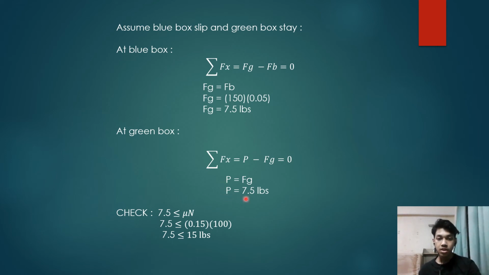This force must be less than the coefficient of friction times the normal force. So let's check it. We put it into the formula: 7.5 is less than or equal to μ times the normal force. Then we get that 7.5 is less than or equal to 15 lbs, which means this answer is correct.